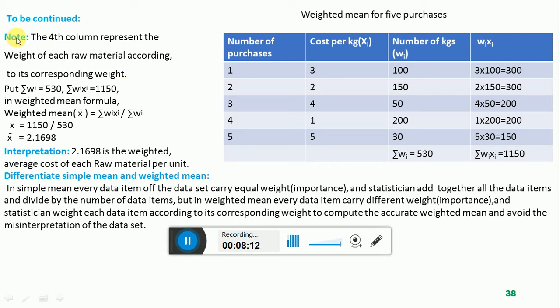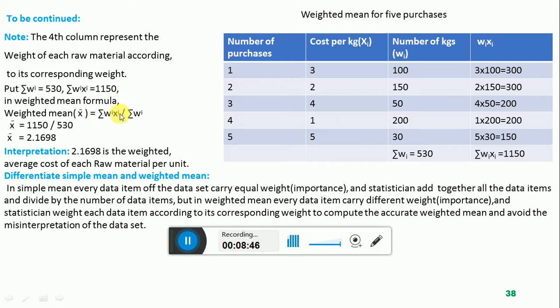As mentioned in the note, the 4th column represents the weight of each raw material according to its corresponding weight. We add all these individual weights together, and the total weight is 530 kgs, with a total cost of $1150 to purchase them. We will put all these values in the weighted mean formula. X bar is the symbol for the sample weighted mean. The formula is summation Wixi divided by summation Wi.